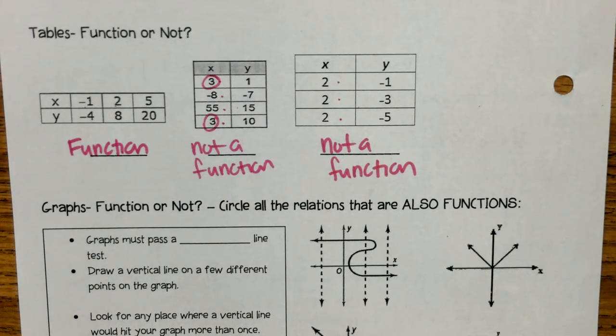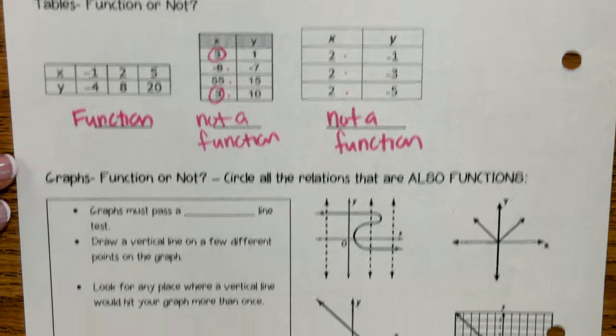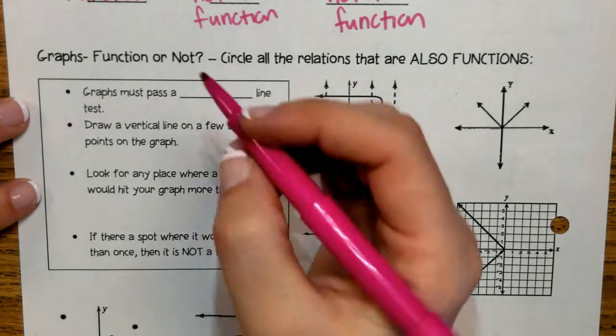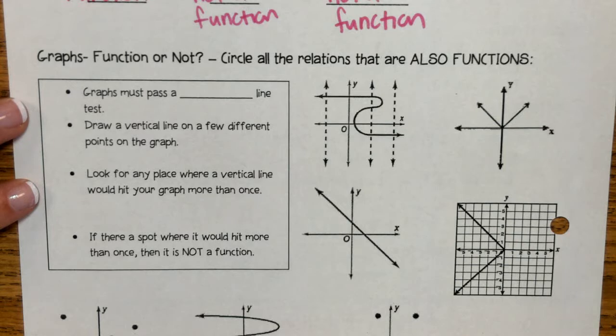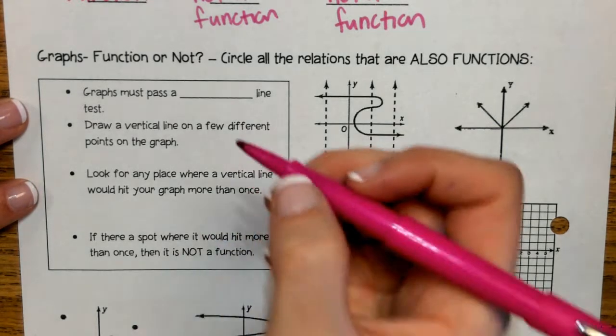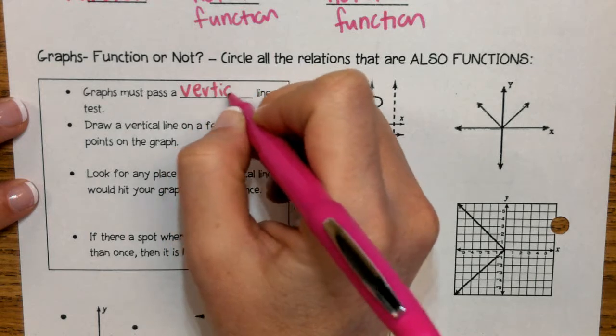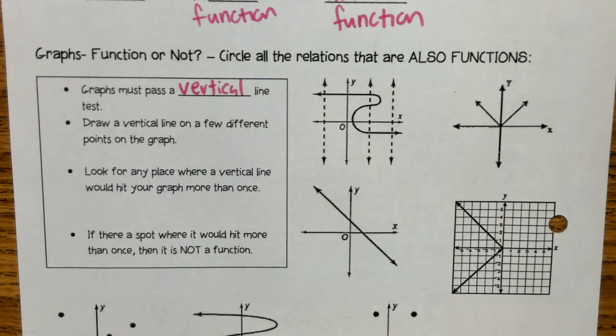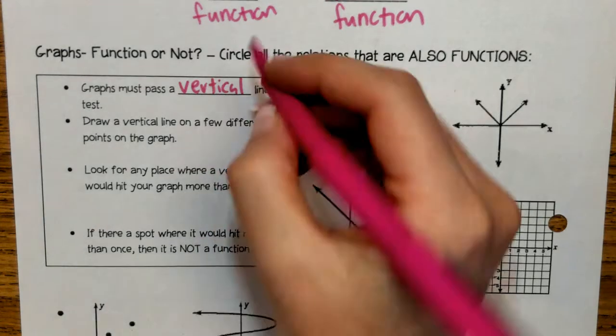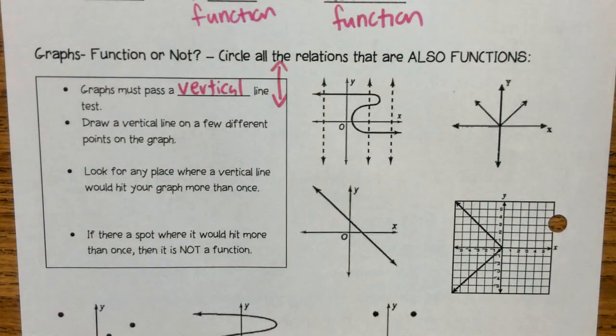Okay, the last way to represent a relation is a graph. Since we don't have a set of ordered pairs, we're going to do a vertical line test. If on your graph you can draw a vertical line, a straight up and down line, and it will touch the graph more than one time, then it is not a function, because that's where the x values would repeat.